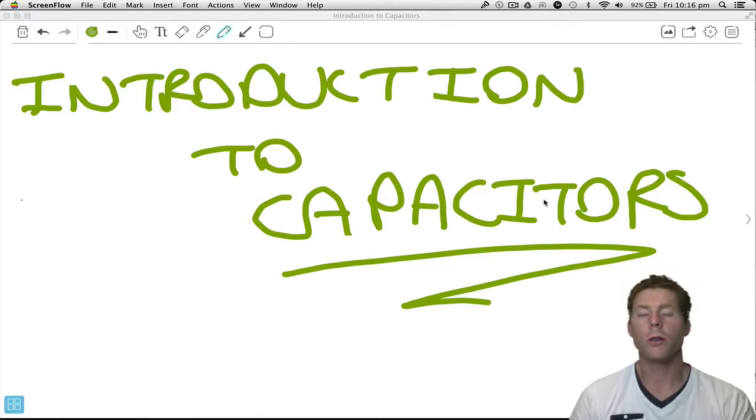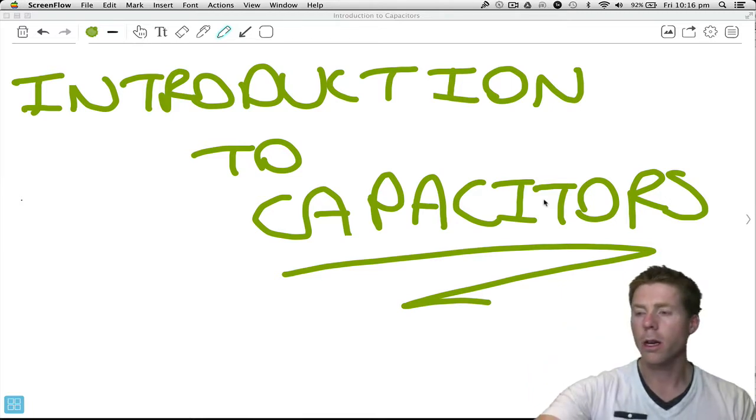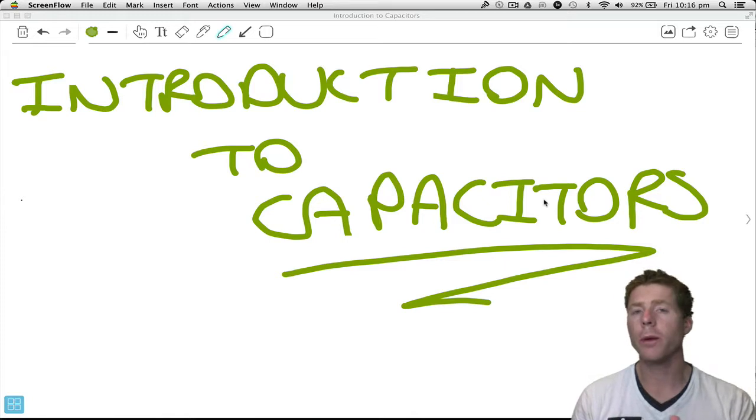Hello and welcome to the Introduction to Capacitors lecture. In this lecture, funny enough, we're going to be looking at capacitors. Here's a big one and here's a smaller one, and just some different sizes. Now, we're going to be looking at capacitors more later on.